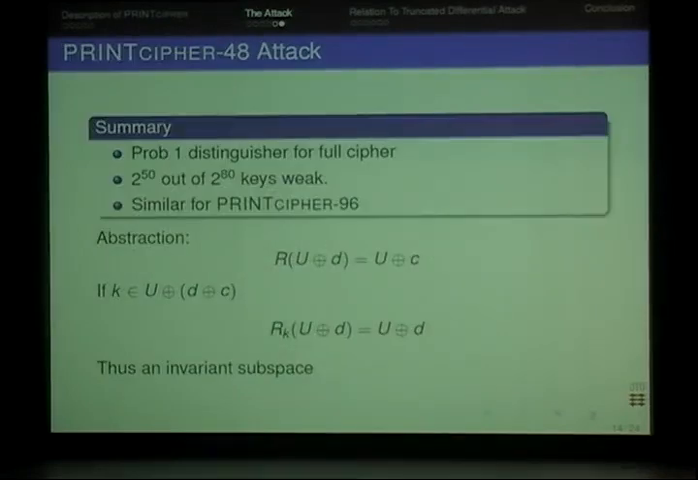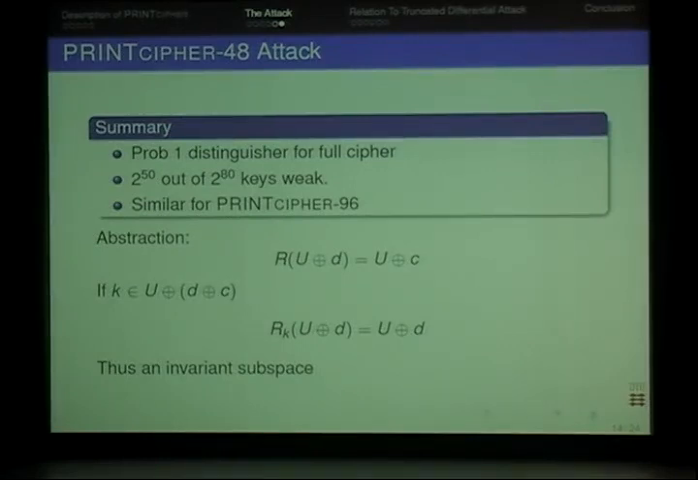Yes, so it's a probability 1 distinguisher for the whole cipher for the weak keys. Around 2 to the 50, I think it's actually 2 to the 51, of 2 to the 52, but yeah, might be a bit wrong, but around this. 2 to the 50 out of these 2 to the 80 keys are weak, and something similar happens for PrintCIPHER 96.